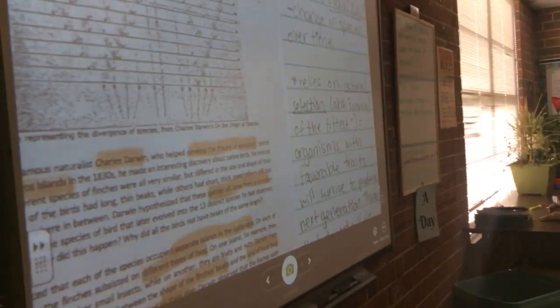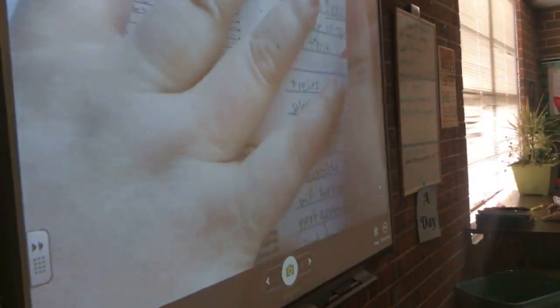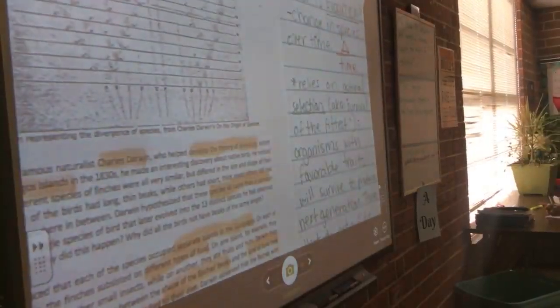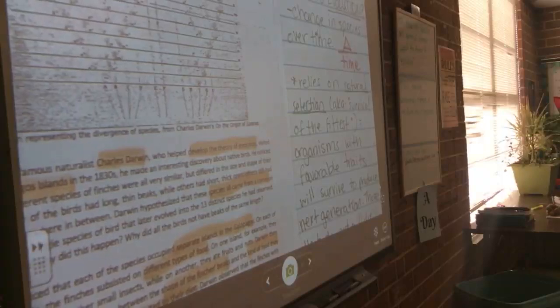For you math type of people, if you are more mathematically minded, this is what it would look like. Change over time. Delta means change.